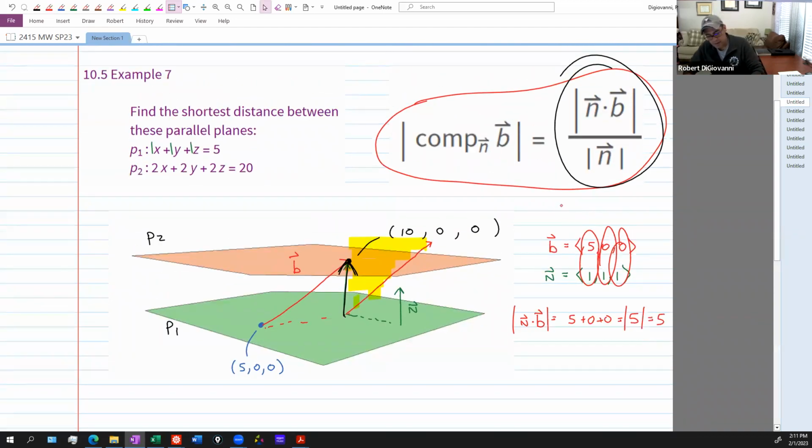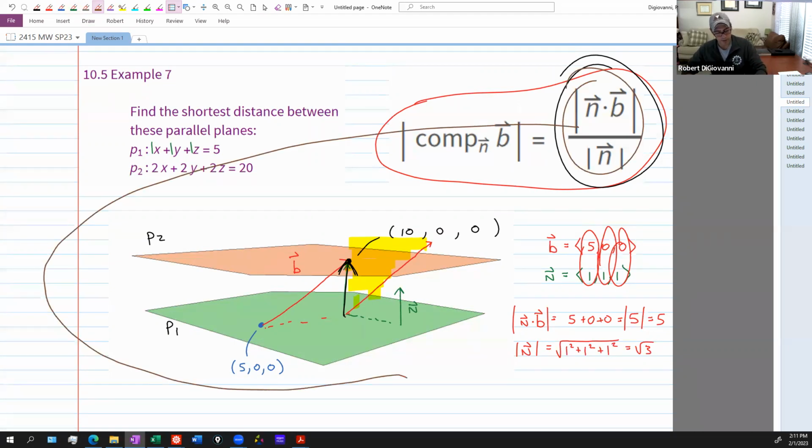And now I need the magnitude of the normal vector. Now that I have to, because it's a vector, I have to do the square root of the sum of each of the components squared. So the sum of 1 squared plus 1 squared plus 1 squared, that's root 3. And now just plug into the formula right here. That will be equal to 5 over the square root of 3. That's the distance between those two planes. That is the distance between those two planes. It is also the shortest distance between that point and the plane, however you want to look at it.